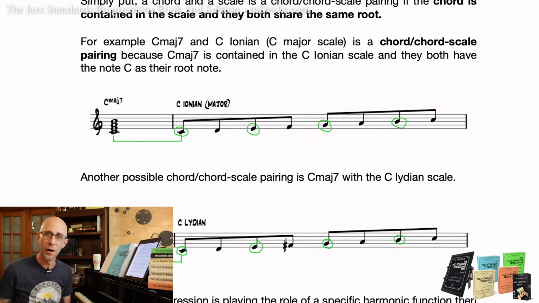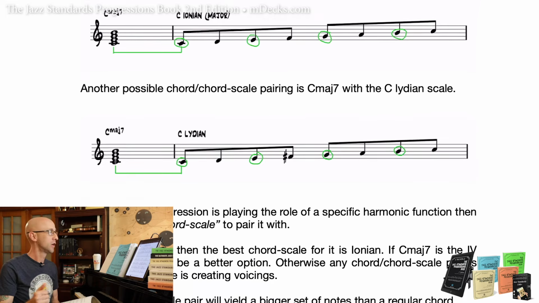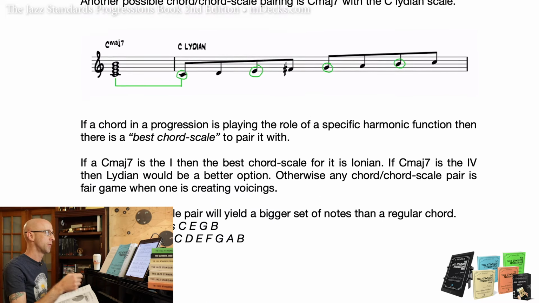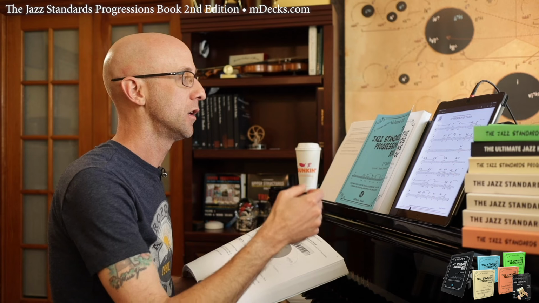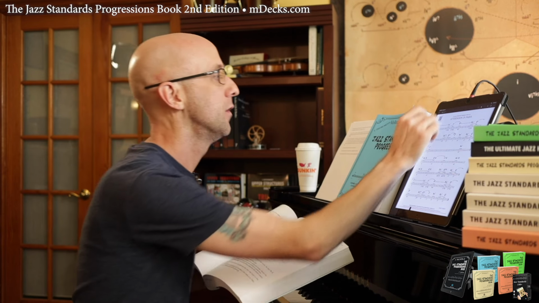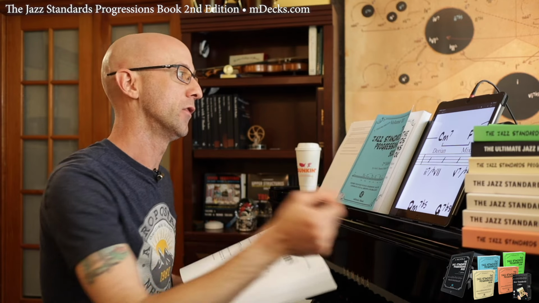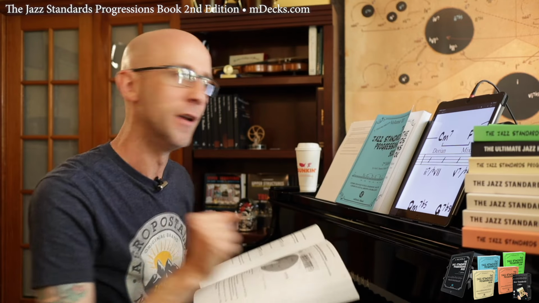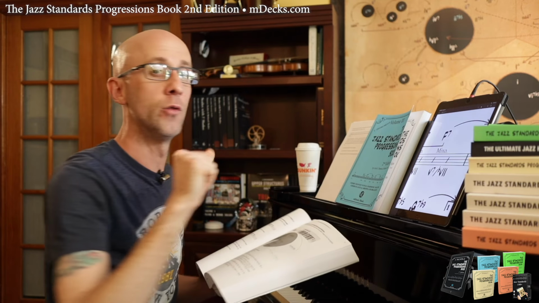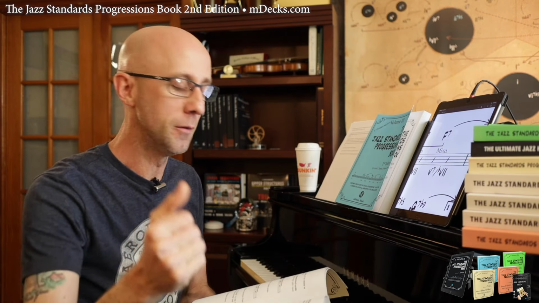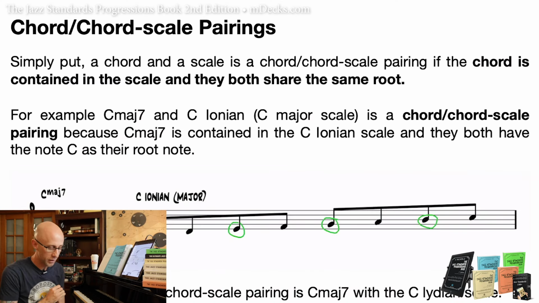So page 8 talks about chord scale pairings. And we touched on this just a little bit a few minutes ago. Basically what this means is, if you look at the paperback or the PDF, every chord is accompanied by a chord scale. So C minor 7 has Dorian written underneath it. This F7 next to it has Mixolydian written underneath it. So basically, simply put, a chord and a scale is a chord scale pairing if the chord is contained in the scale and they both share the same root.